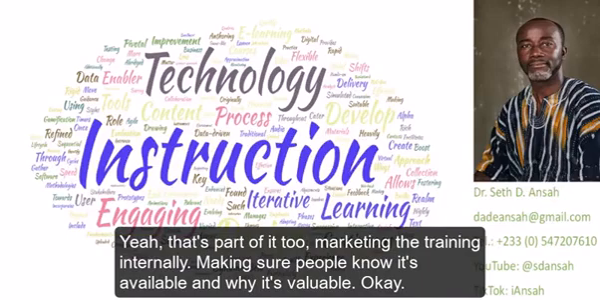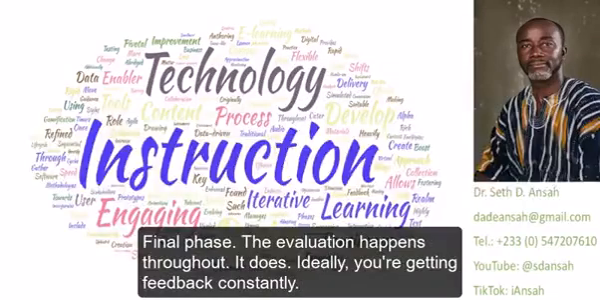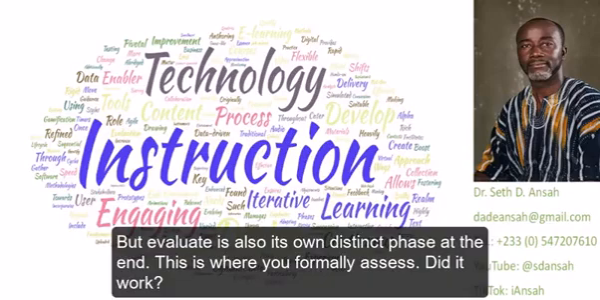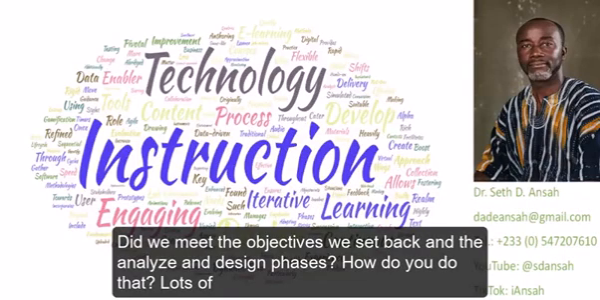Okay, final phase. Evaluate. But you said evaluation happens throughout. It does, ideally. You're getting feedback constantly. But evaluate is also its own distinct phase at the end. This is where you formally assess. Did it work? Did we meet the objectives we set back in the analyze and design phases? How do you do that?